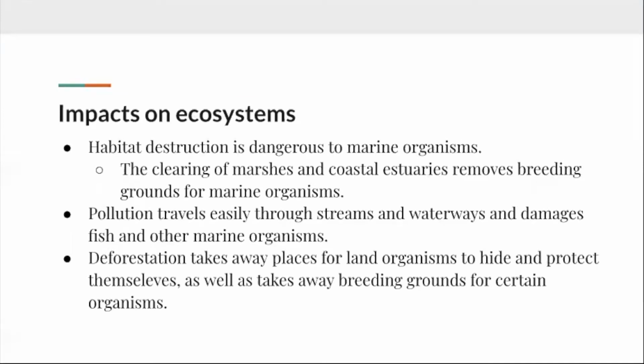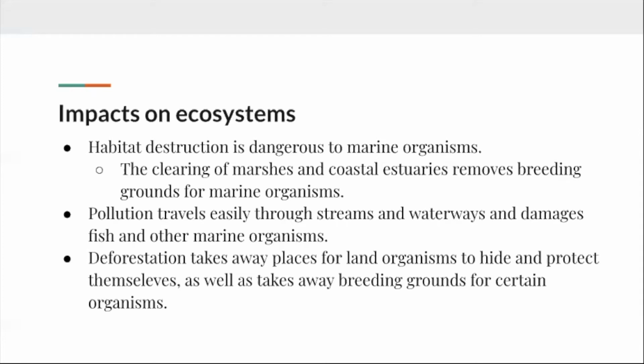Some more impacts on ecosystems is that habitat destruction can be especially dangerous to marine organisms. This is because the clearing of marshes and coastal estuaries removes breeding grounds for marine organisms. The marine organisms that we're referencing are largemouth bass, bluegills, minnows, and some common carp fish. These organisms lose where they make their children, and it can cause a massive decline in these populations.